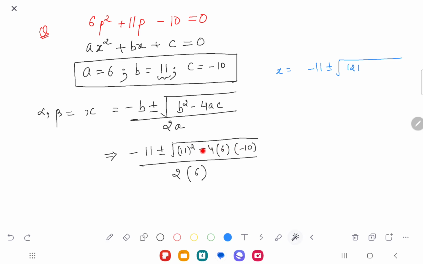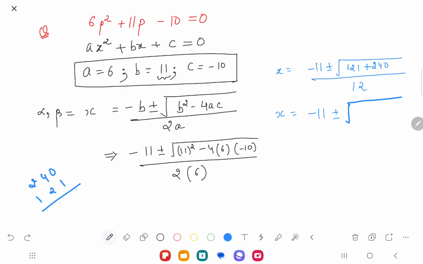So my answer shall become: x shall be minus 11 plus minus under root of 121, and here it shall be minus 4 times minus 10. So that shall become 40. This is going to become 240 because 4 times 6 is 24, 24 times 10 is 240, and minus times minus is plus. So this becomes 240 over 12. So x shall be minus 11 plus minus under root of 240 plus 121. 240 plus 121 shall be 361. Under root of 361 over 12.